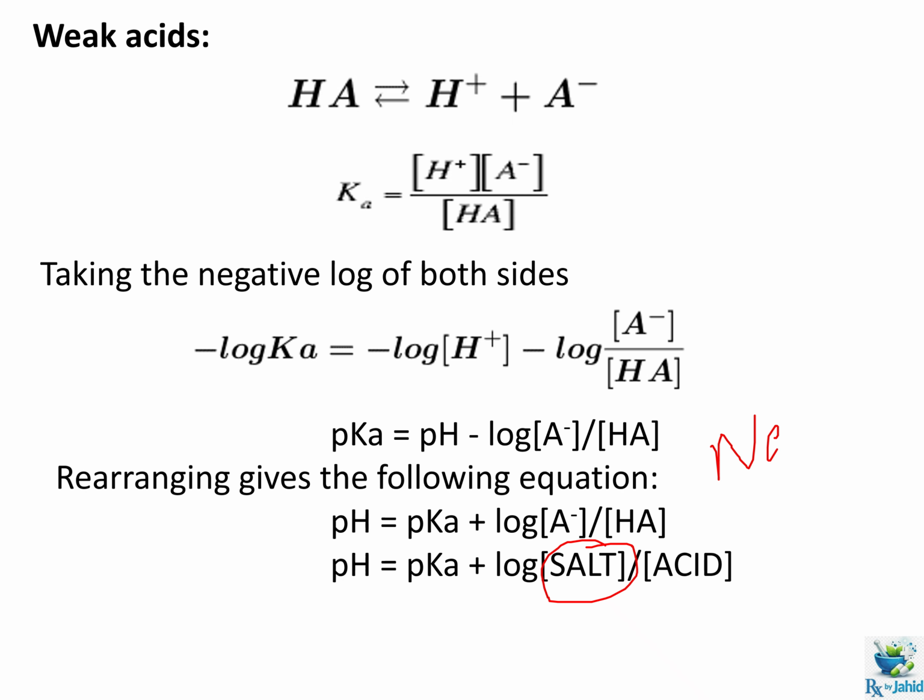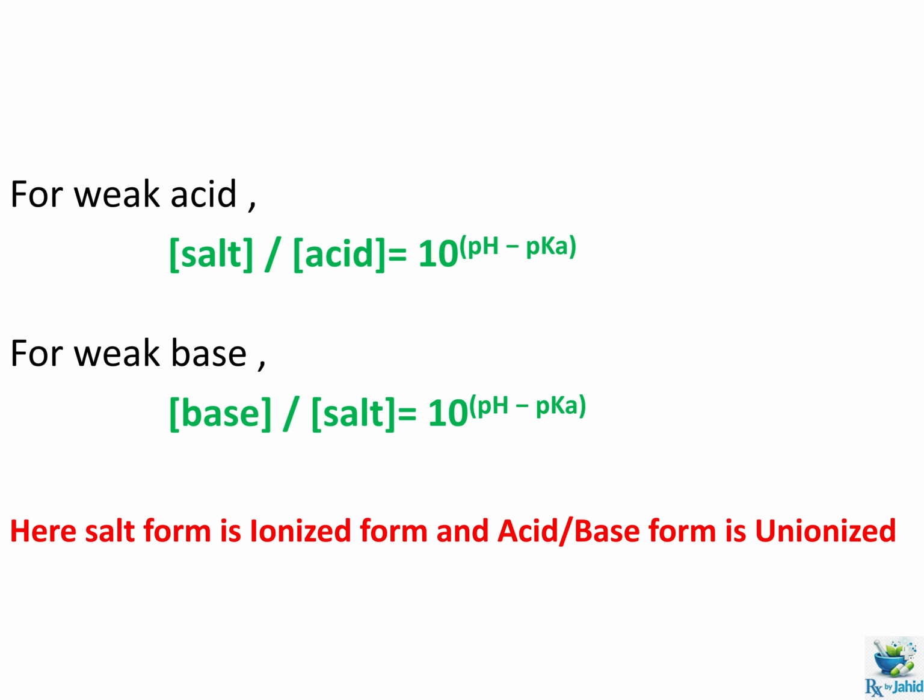For example, sodium chloride remains in the solution as ionized, like sodium plus and chloride minus. So salt form will always be ionized, and acid form will not be ionized. For example, if we talk about an acid like CH3COOH, there is no ion here, but in the salt form we can see ions, plus and minus. So from now on we need to learn that acid or base will have the unionized form, and salt will have the ionized form.